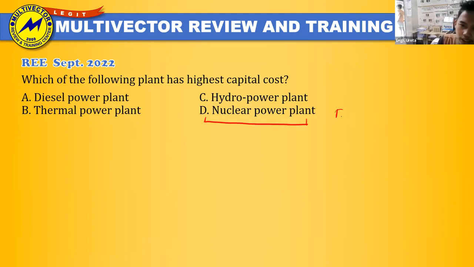Diesel power plant, sir, bibili ka lang naman yan. Magkakaroon ka na ng diesel or generator na ganyan. Thermal, kailangan din ng plant, hydro. Pero ang tamang sagot, nuclear power plant. Siya pa rin may pinakamataas na capital cost. Okay? Next.